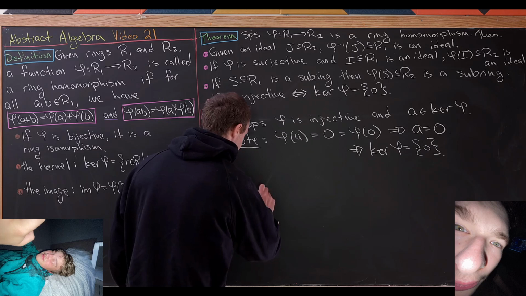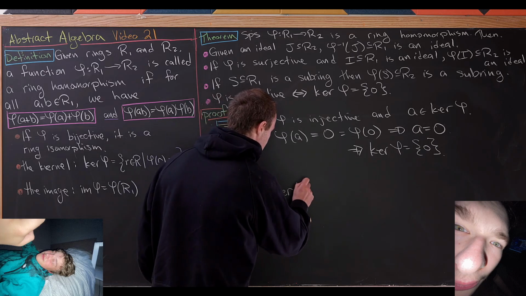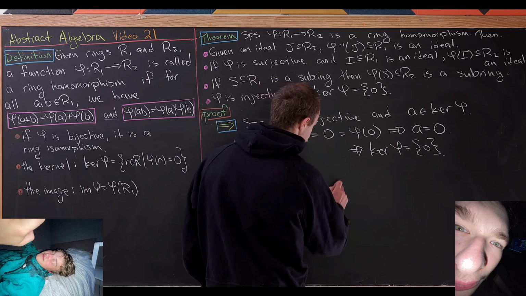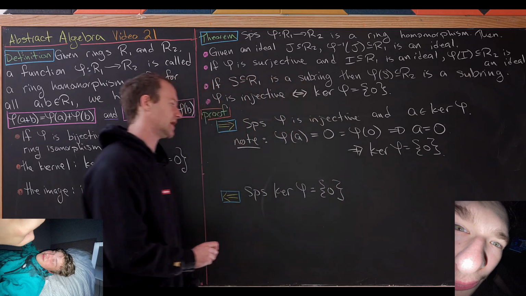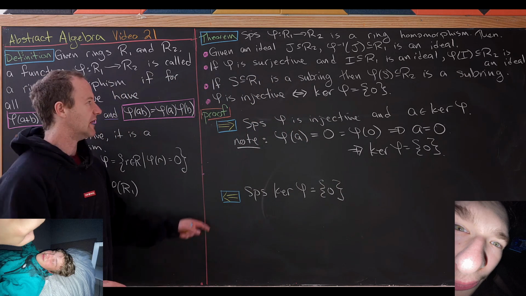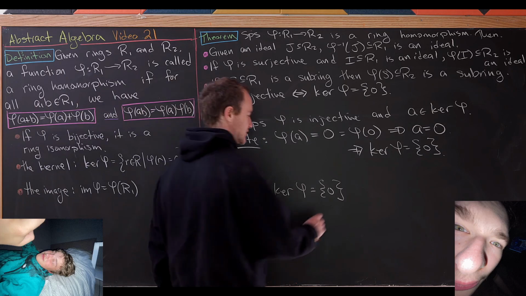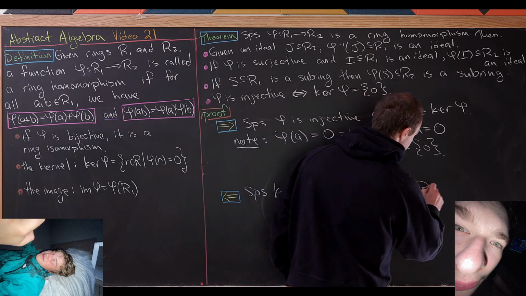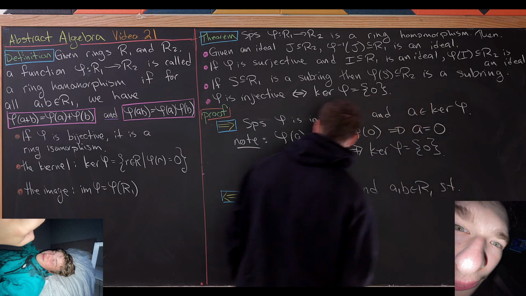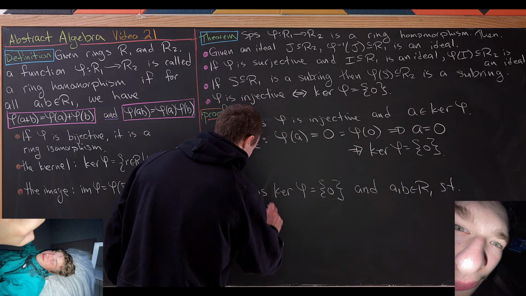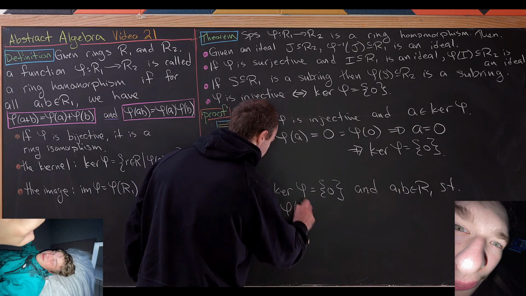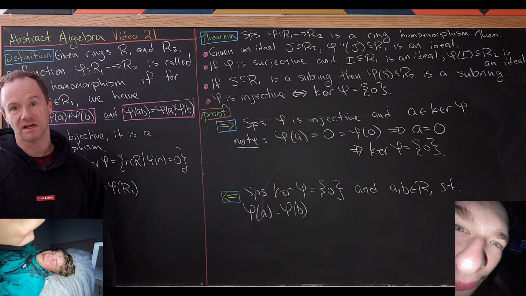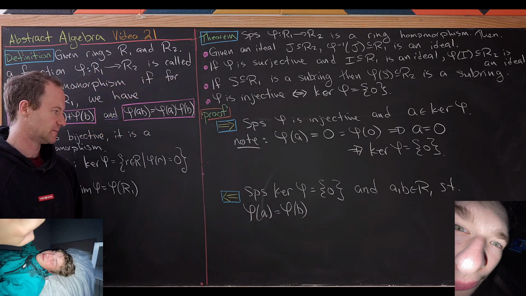So for this direction, let's suppose that the kernel of phi is the 0 set, so the set only containing 0. And then we'll show that this implies injectivity. So that means we need an A and B in R1 such that phi of A equals phi of B. And what we'd like to show is that A must be equal to B.